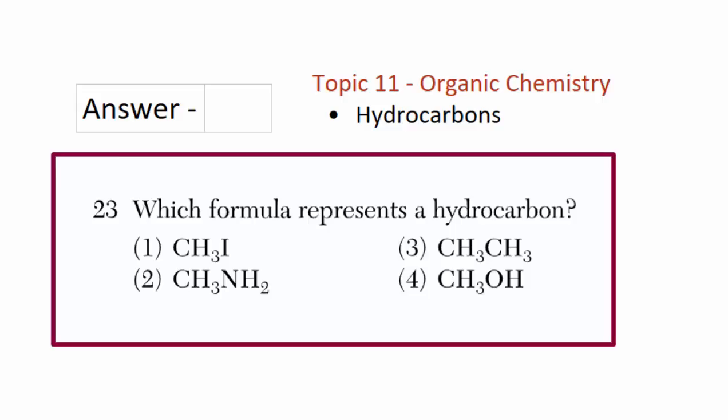Question 23. Which formula represents a hydrocarbon? To be a hydrocarbon, a compound must be made up of only 2 elements. That would be carbon and hydrogen. So we'll cross off anything that has other elements in it and select our answer number 3. CH3 is made of only carbon and hydrogen.